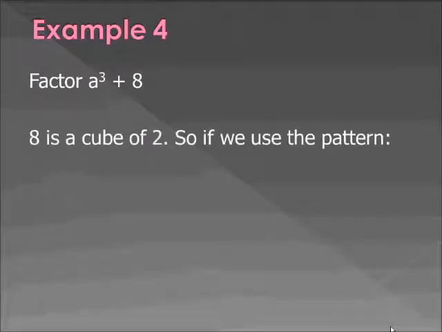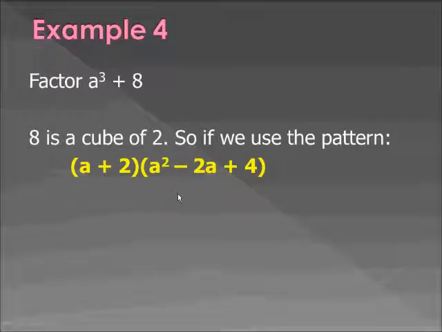8 is the cube of 2. So if we use the pattern, you get a plus b, which is a plus 2, times a squared, which is a squared, minus ab, which is 2a, plus b squared, which is 4. So once again, a plus 2 times a squared minus 2a plus 4. And if these trip you up, just substitute a for a and 2 for b, plug them in, and then simplify.